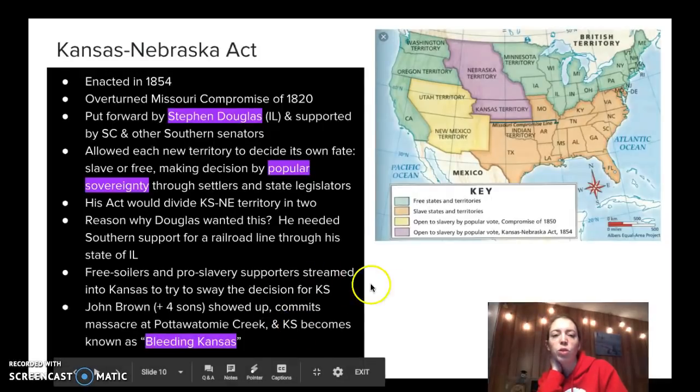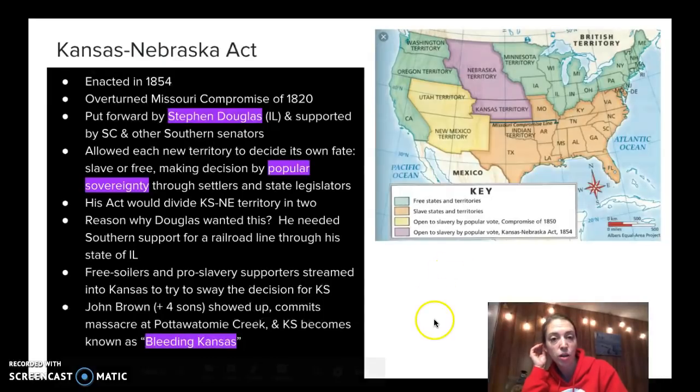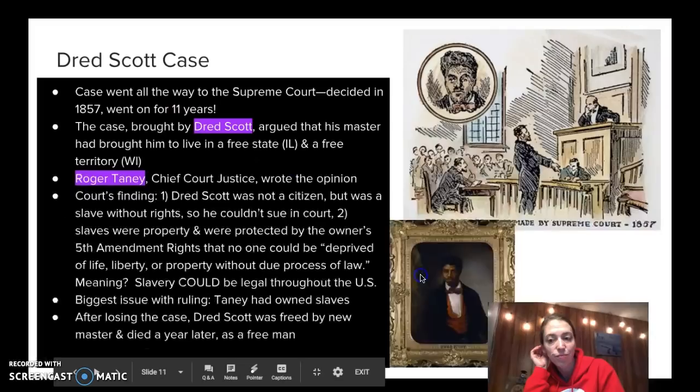And this is when free soilers who were opposed to slavery streamed into Kansas. And this is when border ruffians from Missouri also went into Kansas, both with the intent of making it fit their viewpoint, whether it was to be a free state or a slave state. John Brown showed up too. We know him, major abolitionist, with his sons, and he commits that massacre at Pottawatomie Creek. And Kansas thenceforth becomes known as Bleeding Kansas because of all the bloodshed and the fight over slavery.